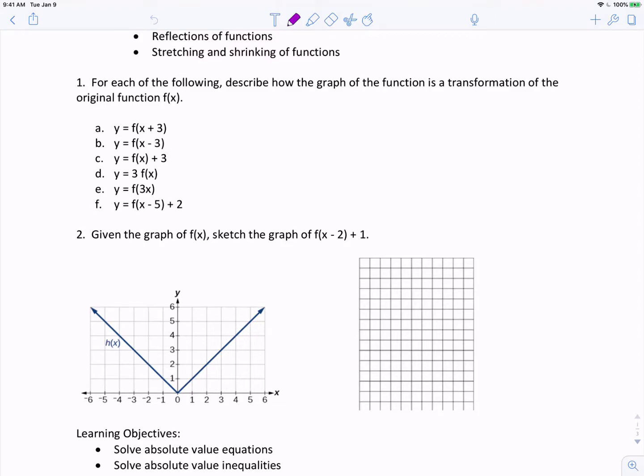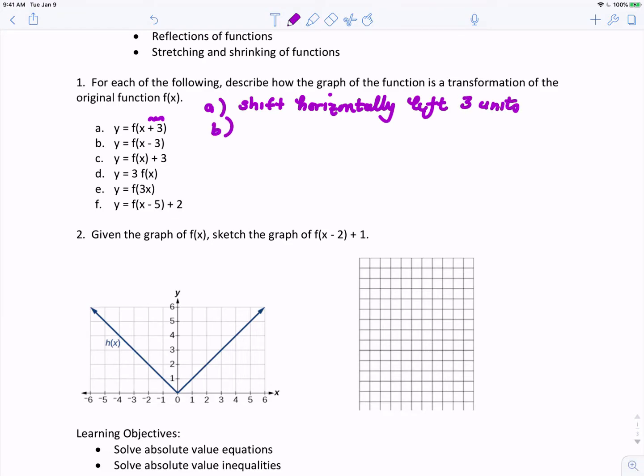These are the solutions to this week's Check for Understanding. For each of the following, describe how the graph of the function is a transformation of the original function f of x. So for A, we see that we've added 3 to the input value. This means it's going to shift the graph horizontally. Because we're adding, it's going to shift it to the left 3 units.